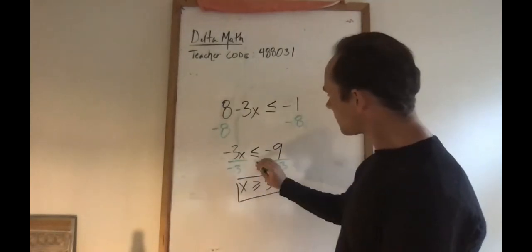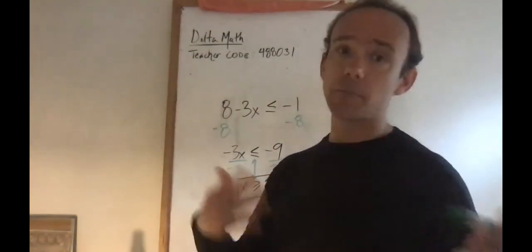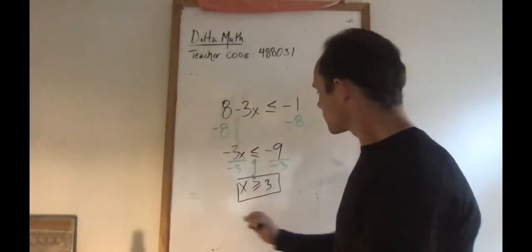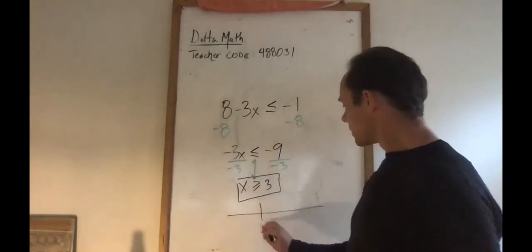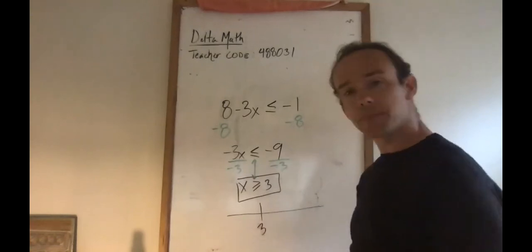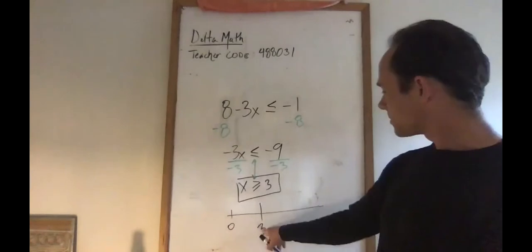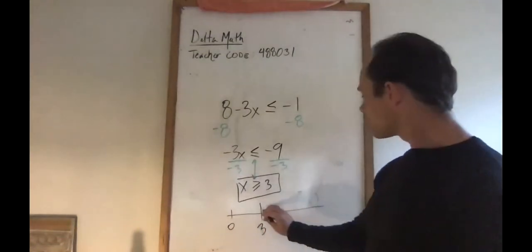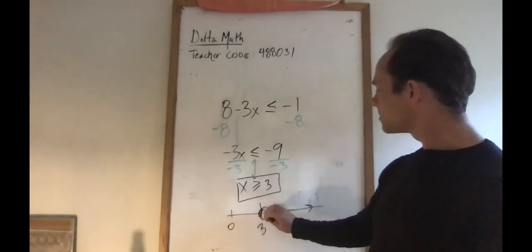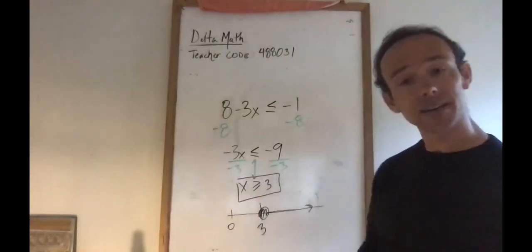Notice here that I flipped the inequality, because you always flip the inequality if you're going to multiply or divide by a negative number. So now we want to graph it. So we're going to put our boundary here. The boundary is 3. The numbers bigger than 3 are going to be to the right. So I'm going to put a little arrow to the right. And then lastly, I'm going to fill in, because it doesn't say greater than, it says greater than or equal to. That's what the little line under there means.